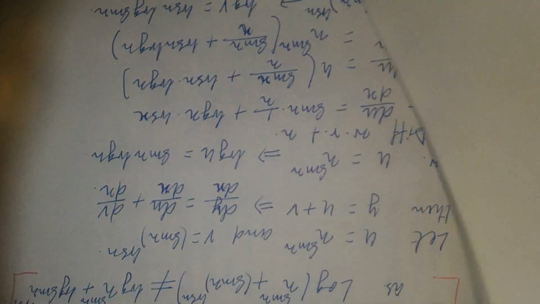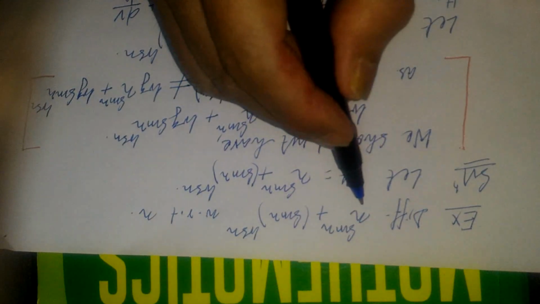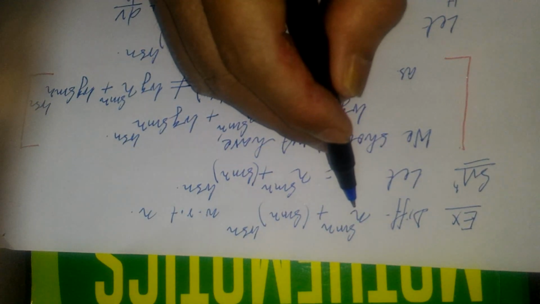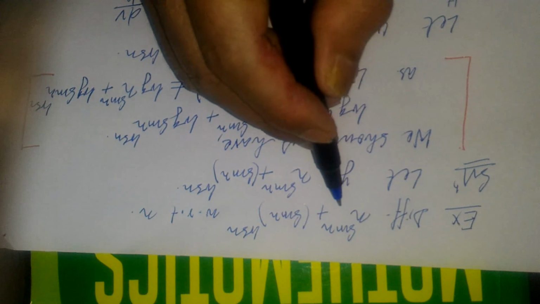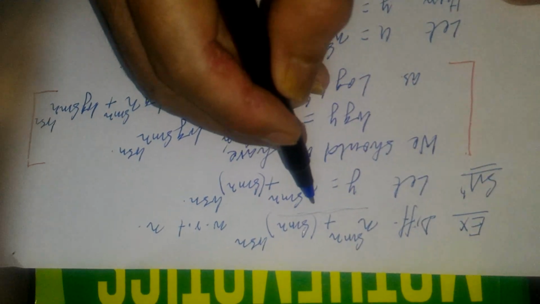One more example we'll see, and it is very important to note here: we have the function to the power function, and it is in the summation form. There are two functions of that type.